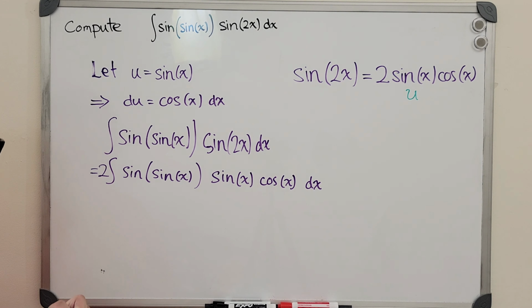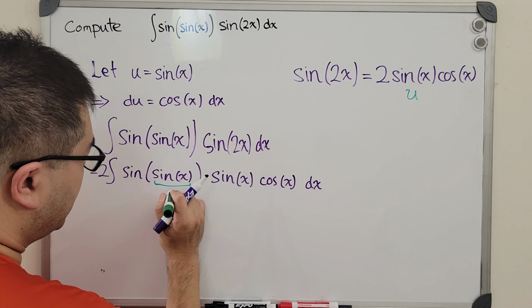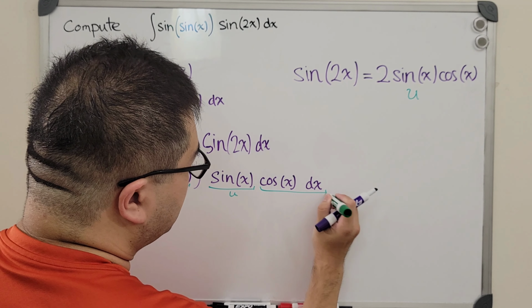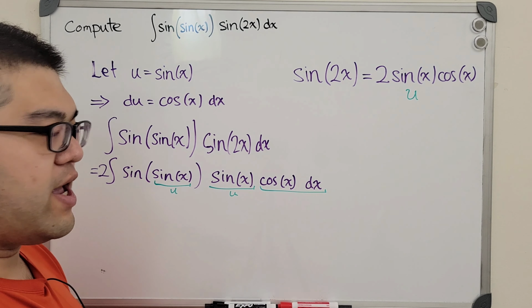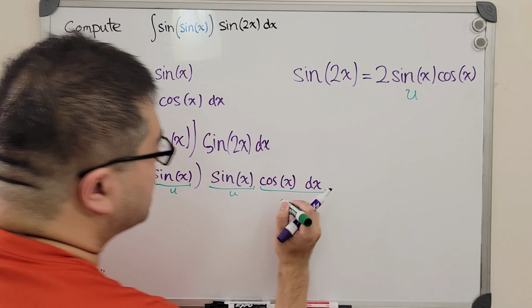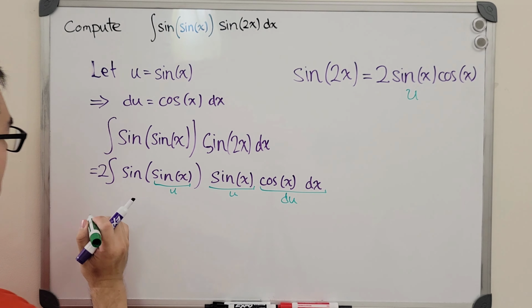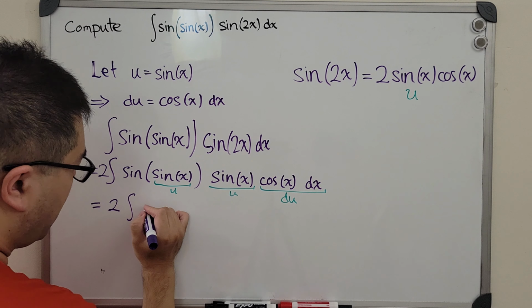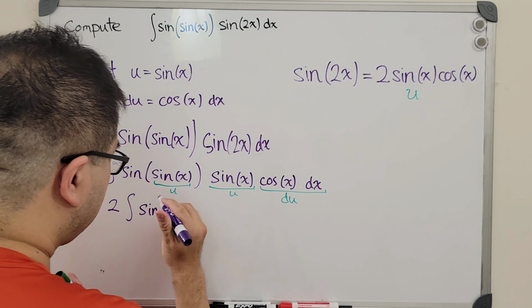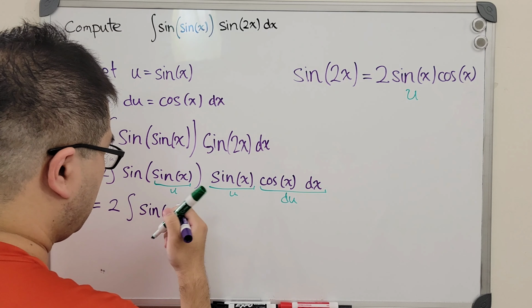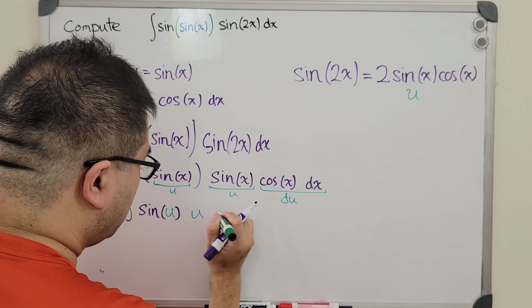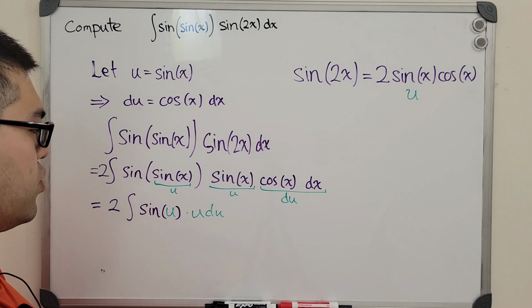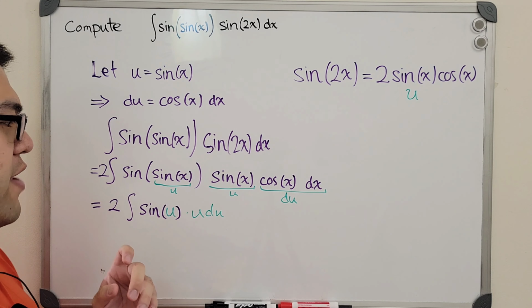So now we can substitute that. Here we have u, here we also have a u, and then for the last part, cosine of x dx, that is exactly the du that we have. So our expression will now become 2 times the antiderivative of sine of u times u du. Good. Then what do we need to do? We're going to move to the next board and continue.